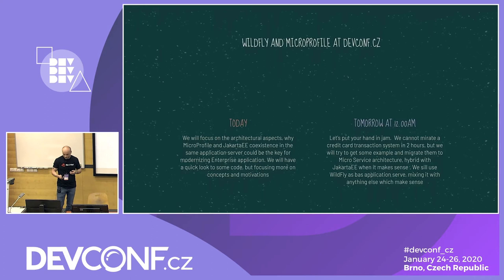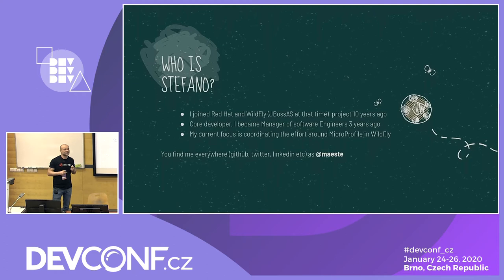So, the presentation has basically three parts. First, me. I joined Red Hat 10 years ago in the JBoss team and the WildFly team, that formerly was JBoss AS. WildFly was born in 2007 as a name, but it is just a brand of the long, long time working JBoss AS, started in 1999. I joined as a core developer, and then I switched to the dark side of management 3 years ago.